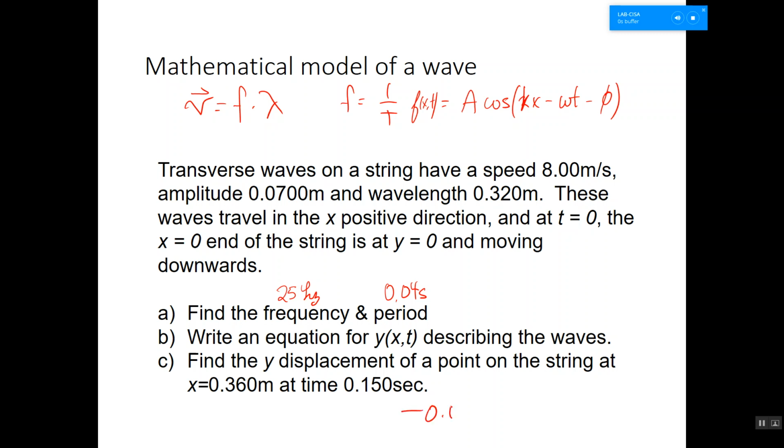Minus 0.049 units. What's the question? Find the y displacement. What's displacement needed? Is everyone in agreement with that number? Did you get that one? Valerie, you got that? Okay, good.